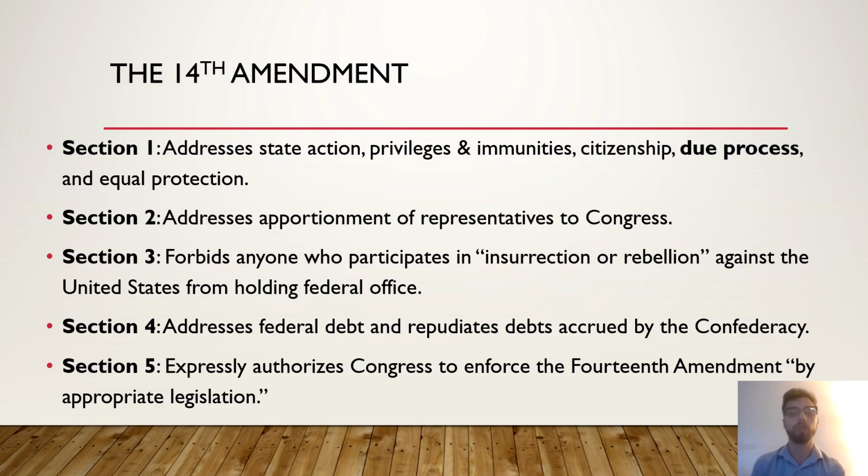Secondly, we see Section 2 addresses the apportionment of representatives to Congress, a significantly overlooked aspect of the 14th Amendment, directly addressing how we will apportion our representatives to Congress. This dimension of our amendment states directly, representatives shall be apportioned among the several states according to their respective numbers, counting the whole number of persons in each state, excluding Indians not taxed.